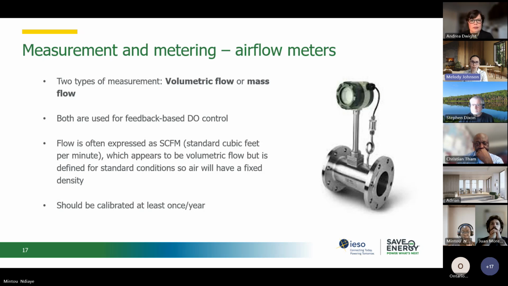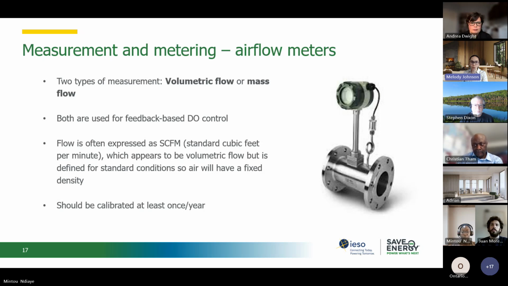The other is a mass flow type, and that measures the actual mass of the gas that goes through at any given moment. Both of these can be used in municipal wastewater treatment plants for feedback-based DO control. Monitoring your airflow rates can also identify potential issues, like a broken header perhaps, or air loss in the system.